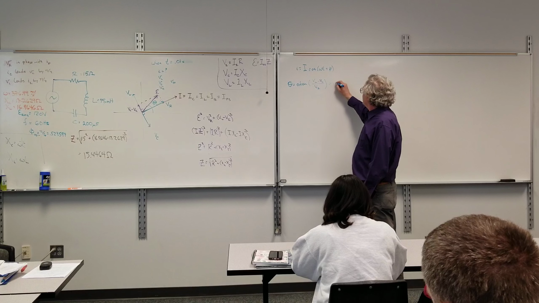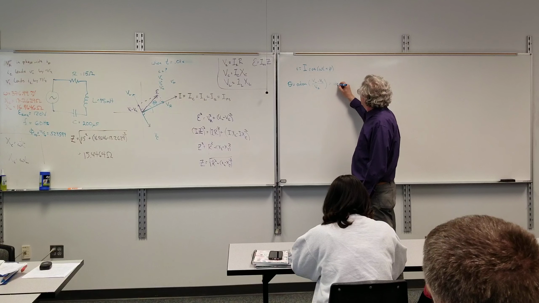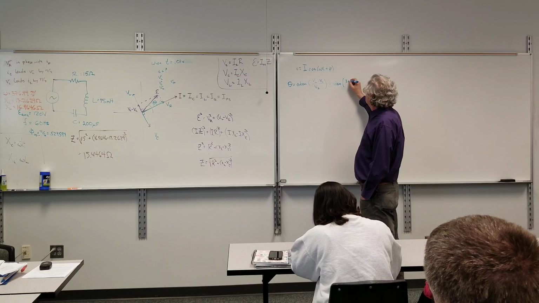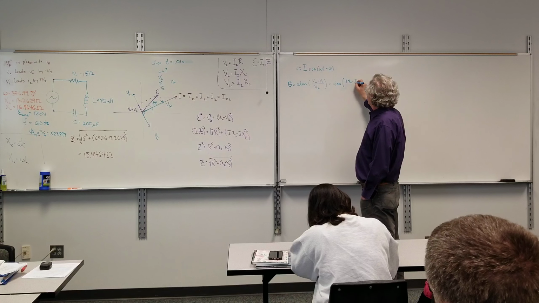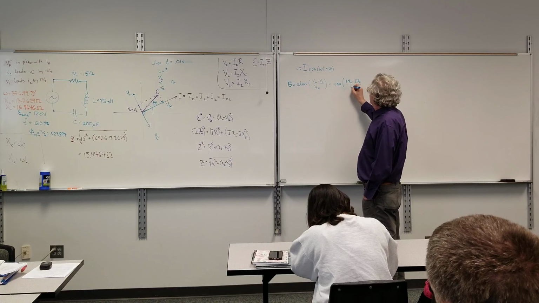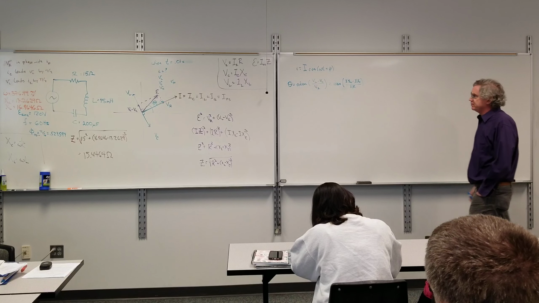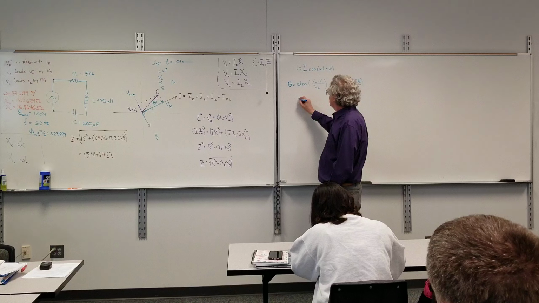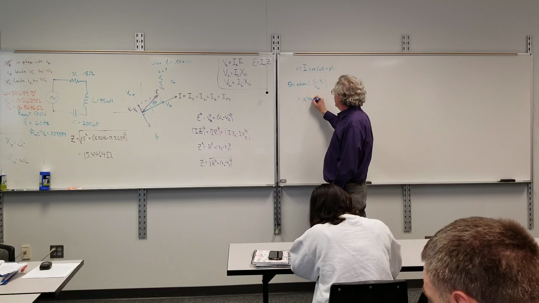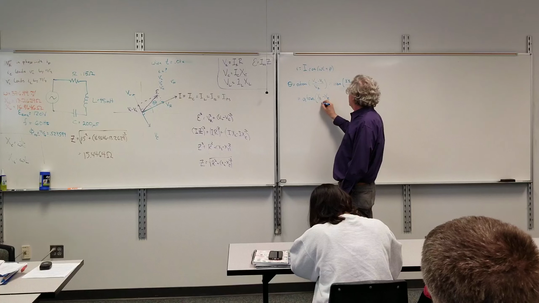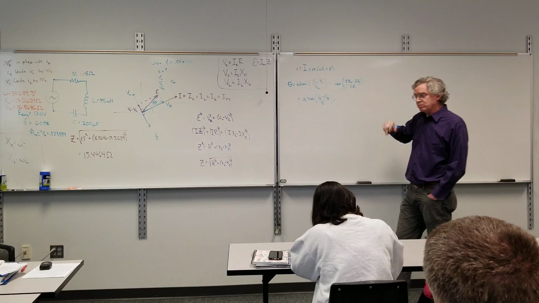So that is the arctangent of iXL minus iXC over iR. The i's are going to cancel. And so we end up with the arctan of XL minus XC over R. And that's what I was plugging in a moment ago.